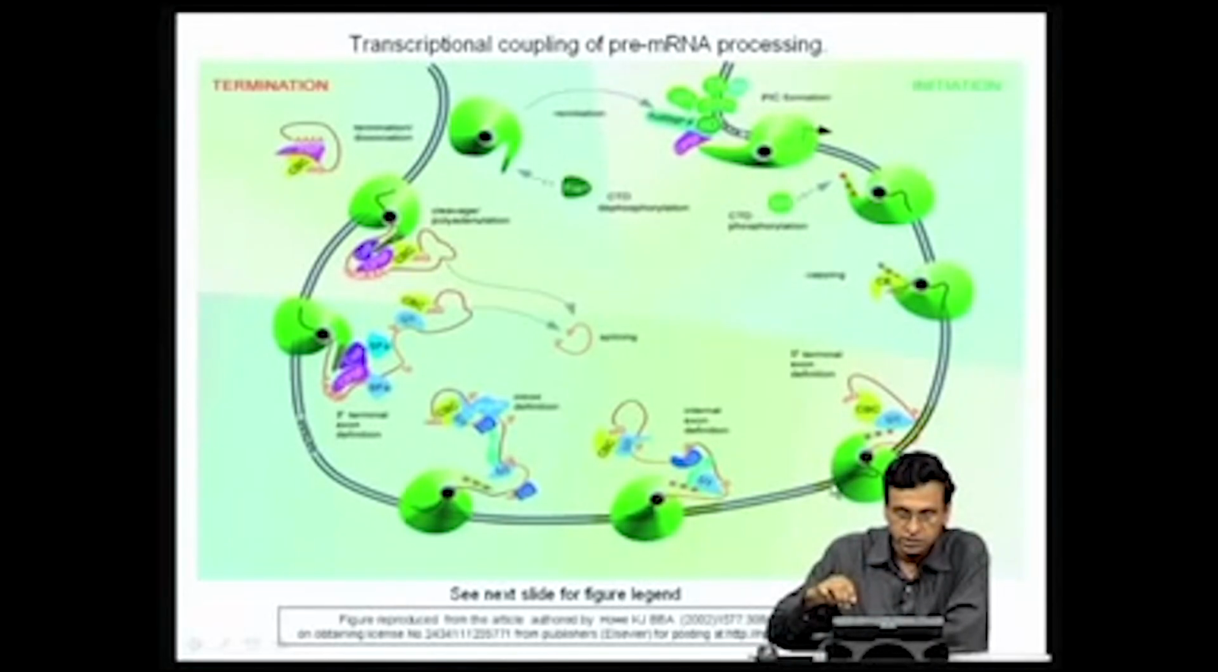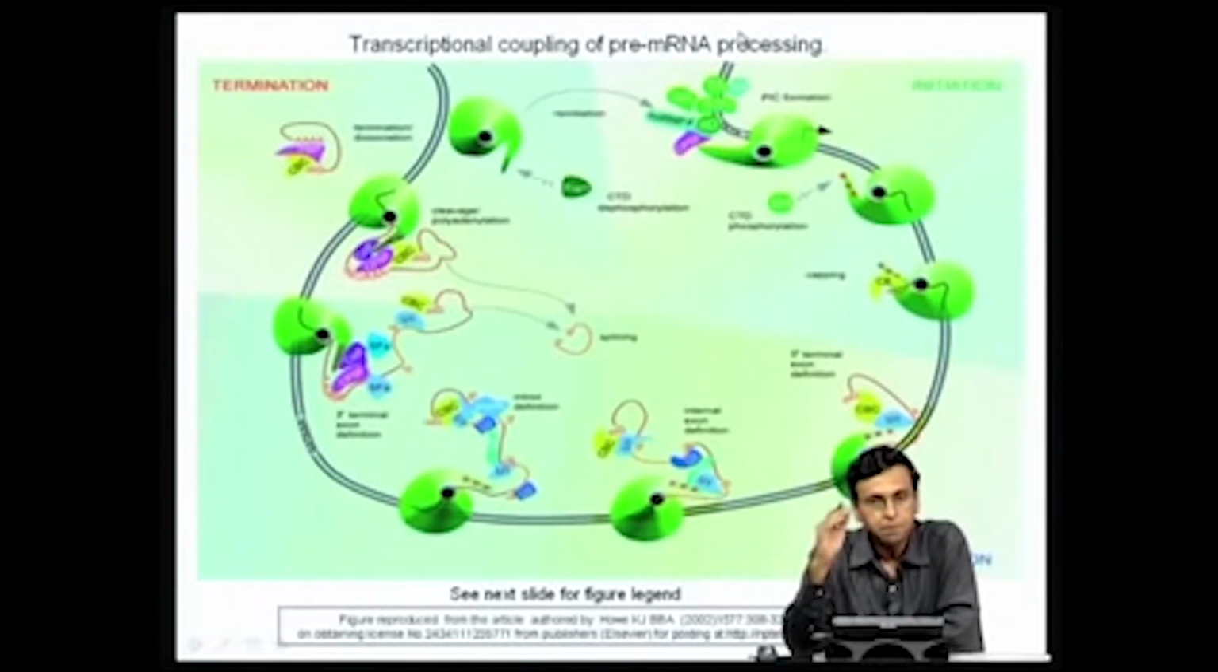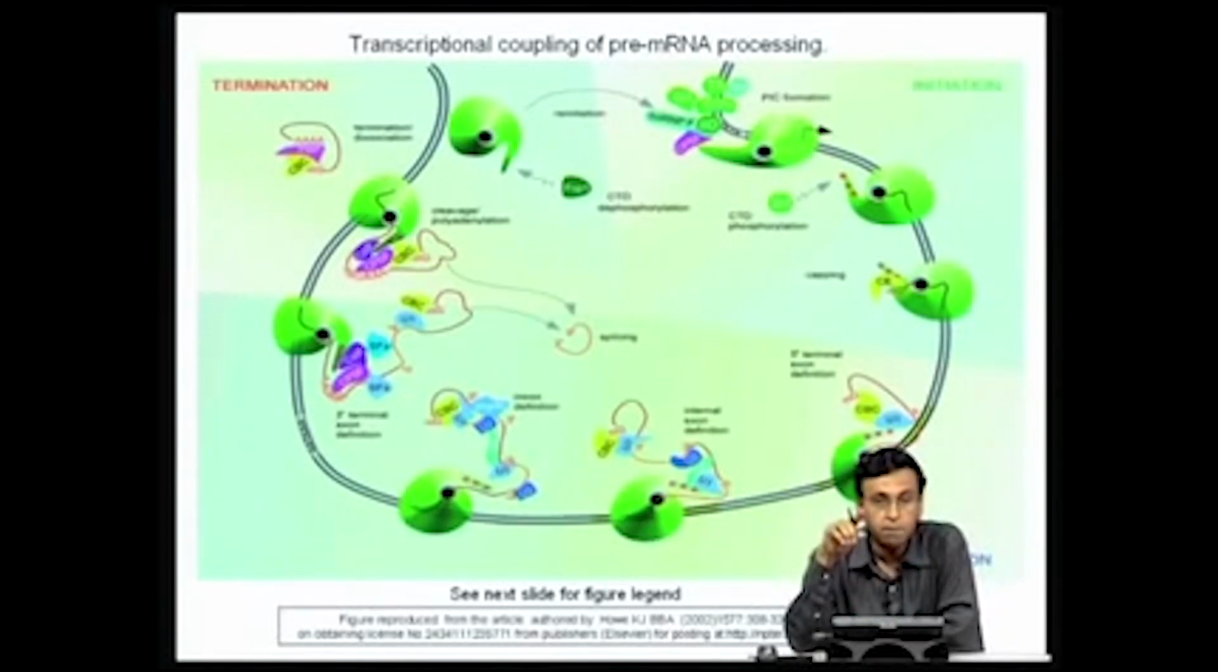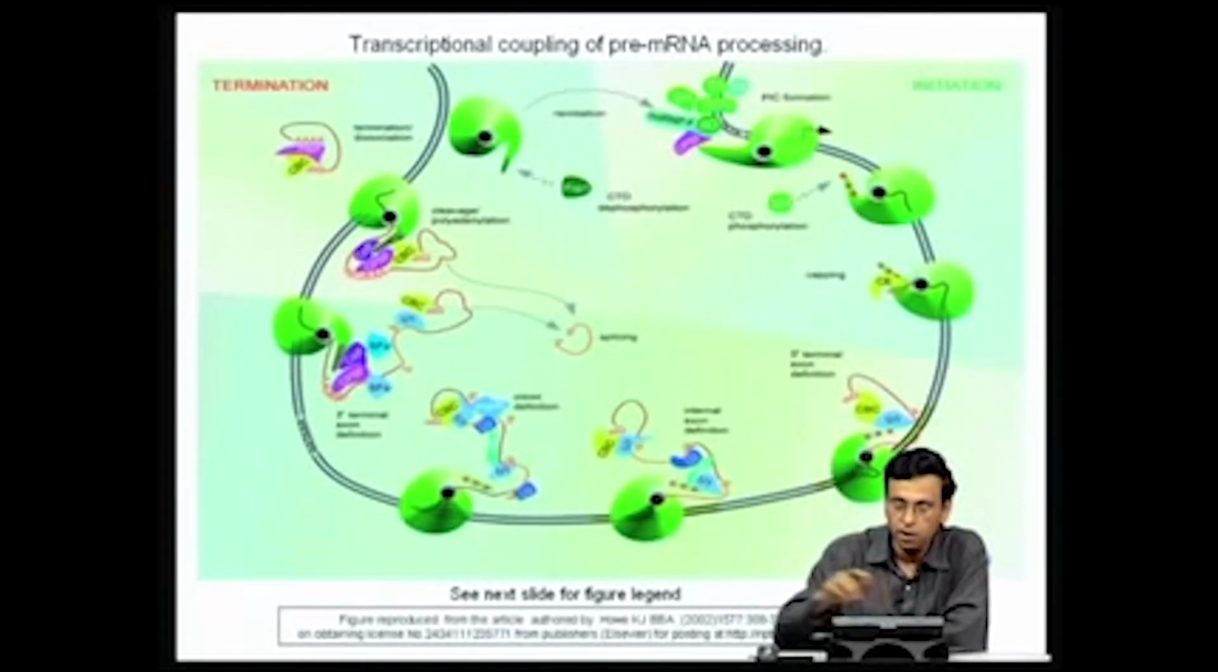The message I wanted to give you is that the pre-mRNA processing, which involves capping, splicing and polyadenylation, are all coupled to transcription and highly integrated, and all three take place in a very harmonious manner. RNA polymerase II, especially the C-terminal domain, plays a very important role not only in transcription initiation but also in elongation, capping, splicing and polyadenylation.